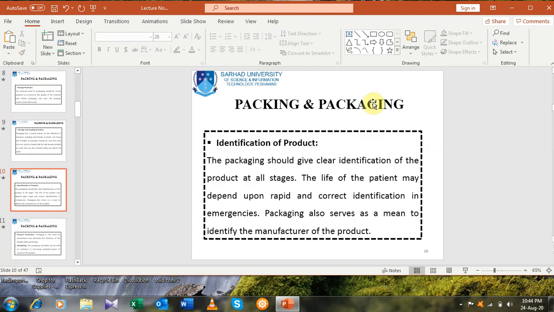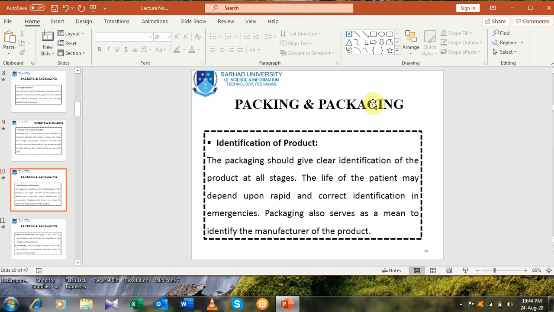Another function of the packaging is identification of the product. Packaging should give clear identification of the product at all stages. The life of the patient may depend upon rapid and correct identification in emergencies. If we have properly packed and selected packages for identification purposes, in case of emergency, we can easily select and identify. That is one function of the packaging: the identification of the product.